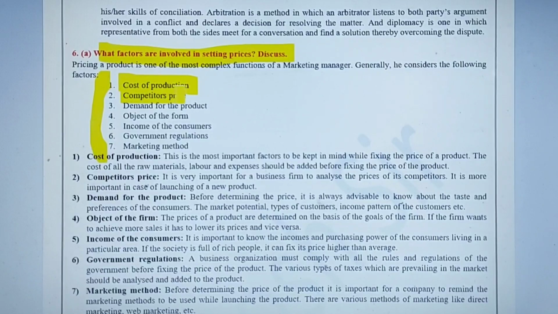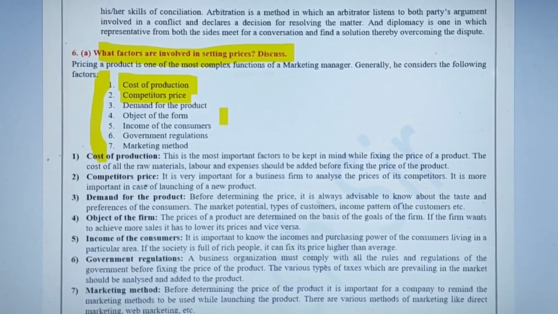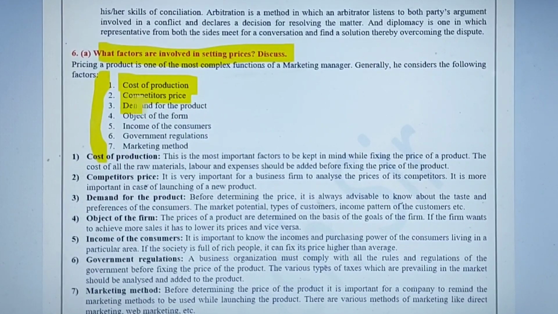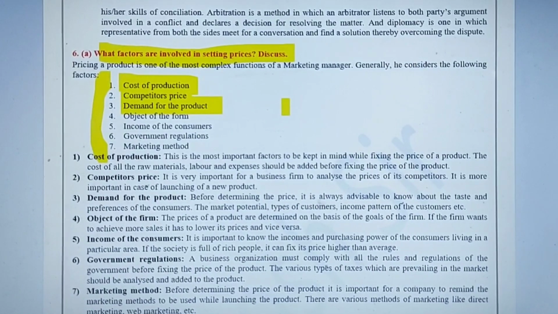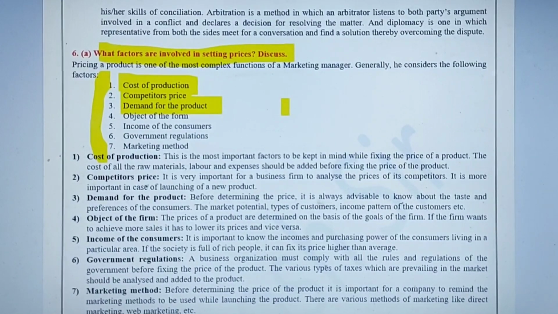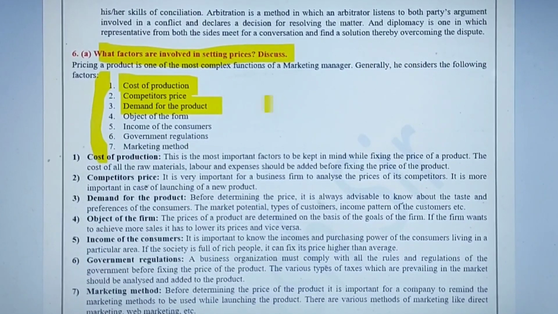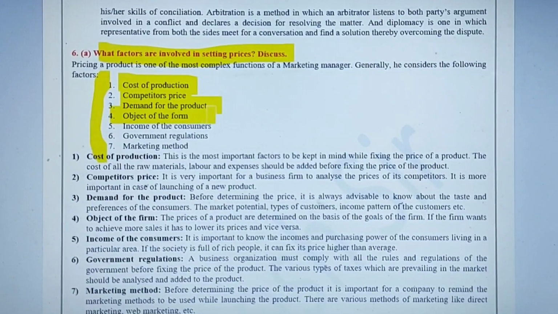The second one is competitors' price. So whatever the prices that are fixed by the competitors, accordingly the company can fix its price of the product. Then demand for the product. How is the demand? If the demand is high, that means the company can ultimately set the price at a higher value.